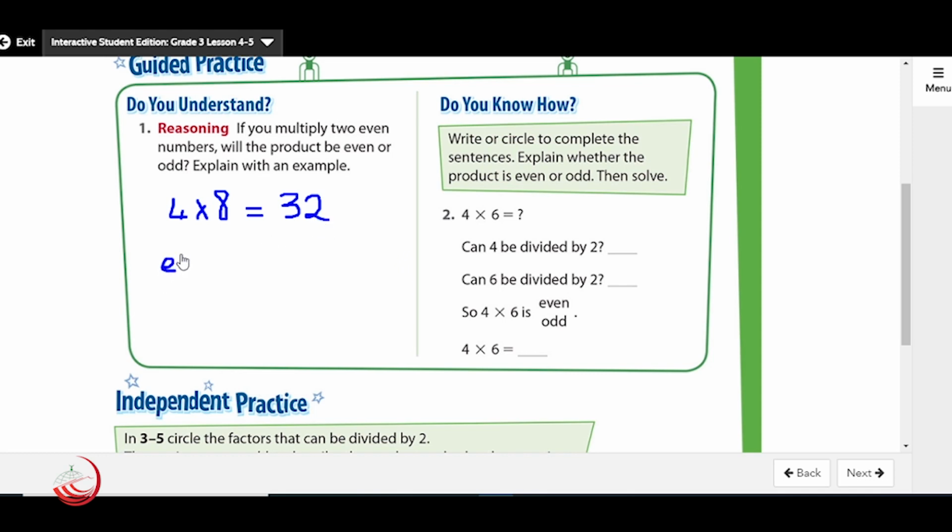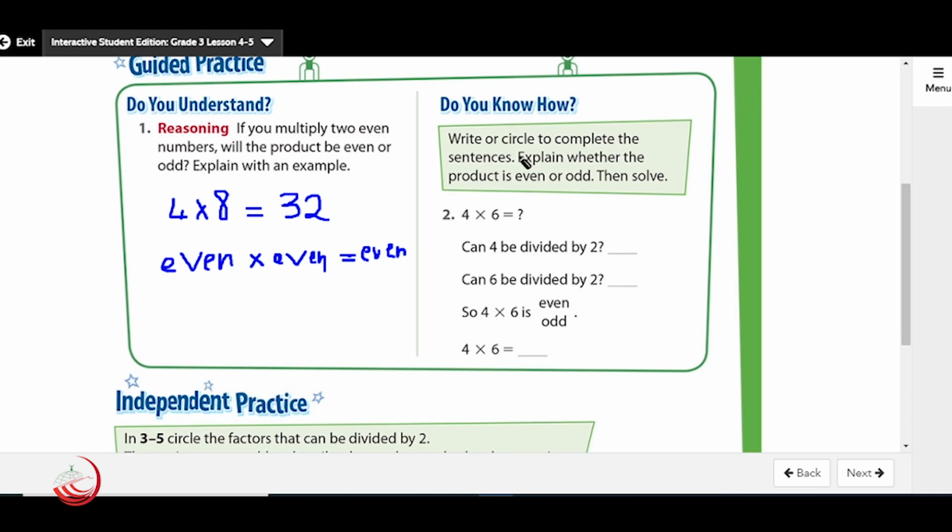even number times another even number will give me an even number. This is the rule that I should apply always.